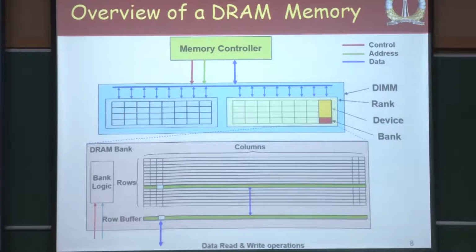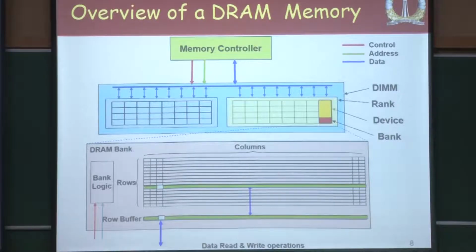So, if you want to access a different row and a different column, then this row first has to be written back and then the next row has to be brought into the row buffer, which is called row activation. The act of writing it back into the device is called precharge. So, we already know two things, one is precharge, another is activate.